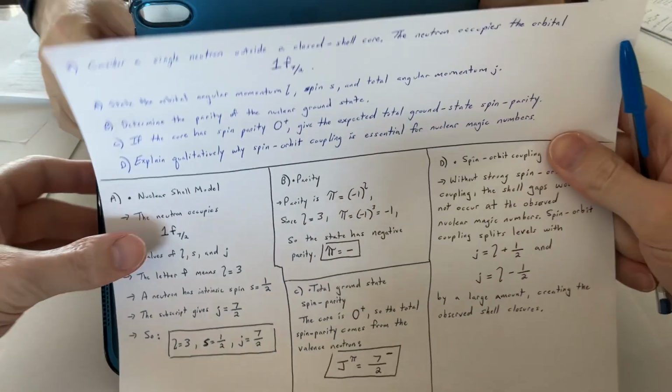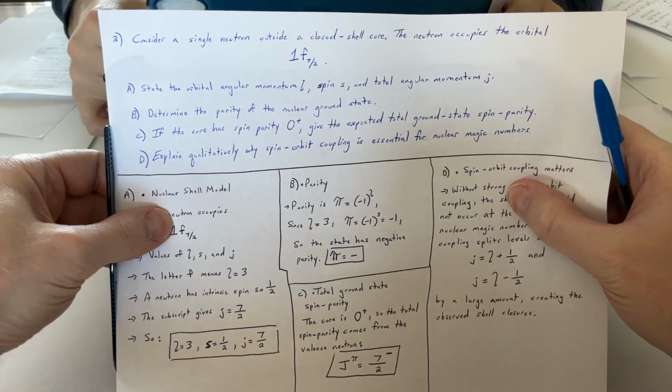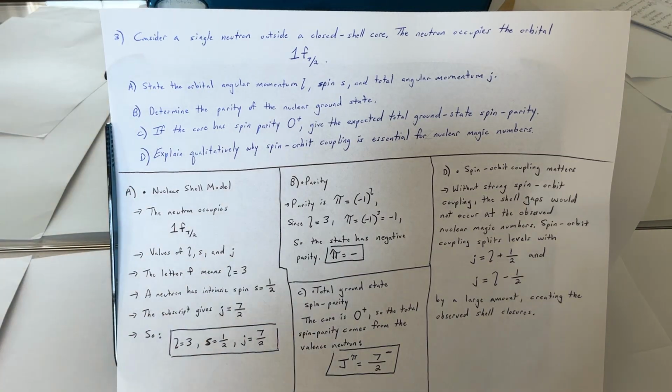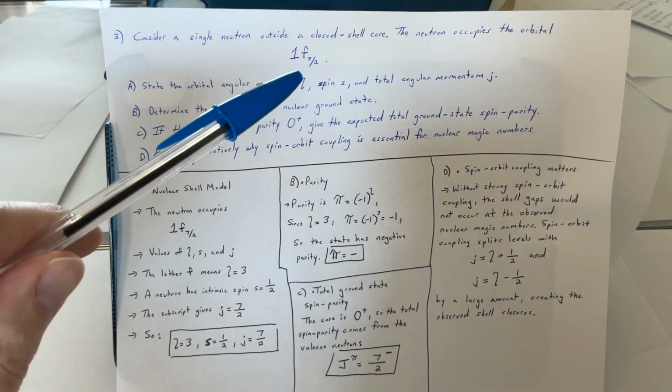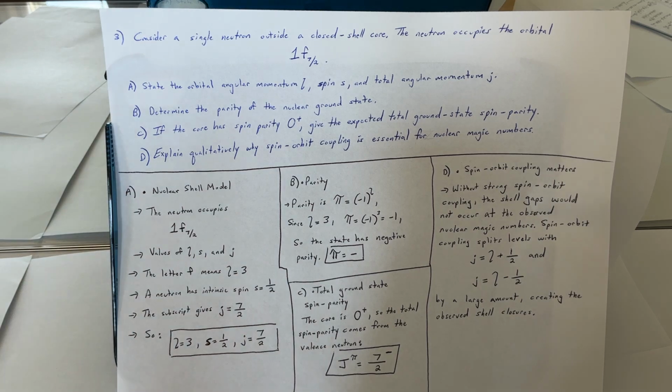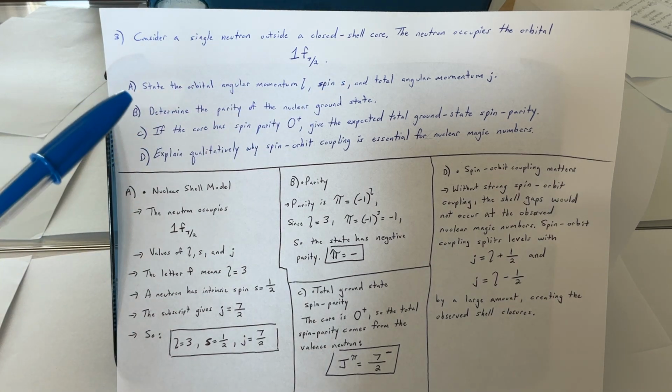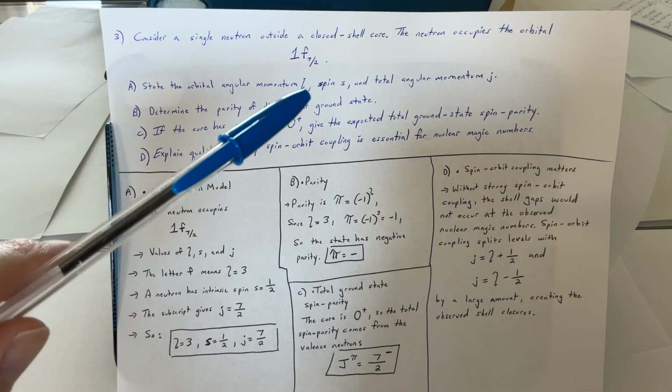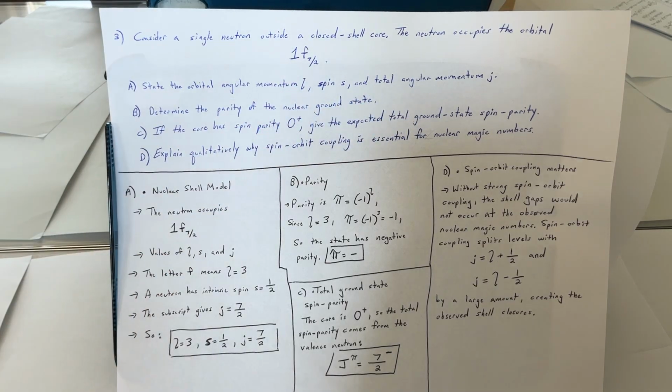Now we can move into number 3, because that was 2A, B, and C. Sorry about that. Moving along into number 3. Consider a single neutron outside a closed shell core. The neutron occupies the orbital 1f 7/2, and what we want to do here is state the orbital angular momentum, the spin, and the total angular momentum.